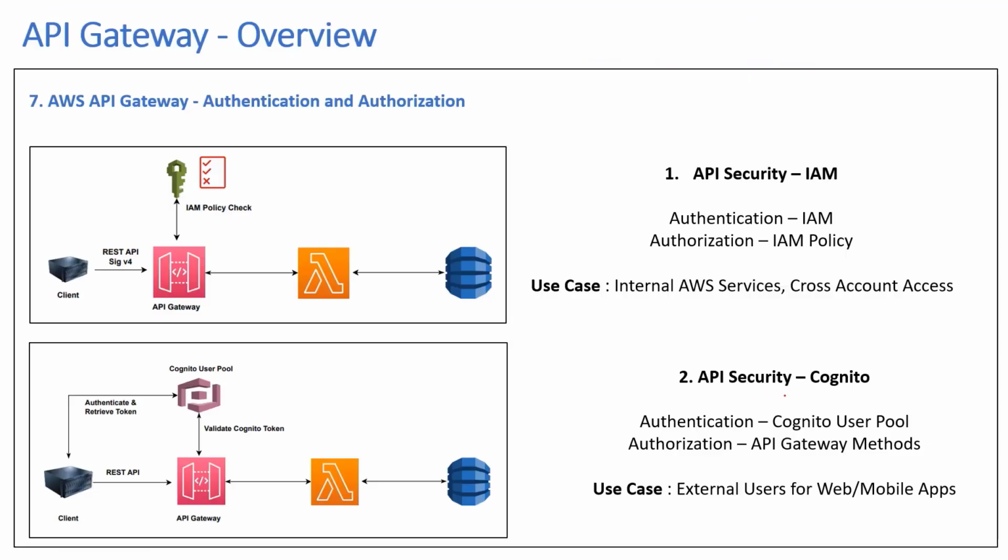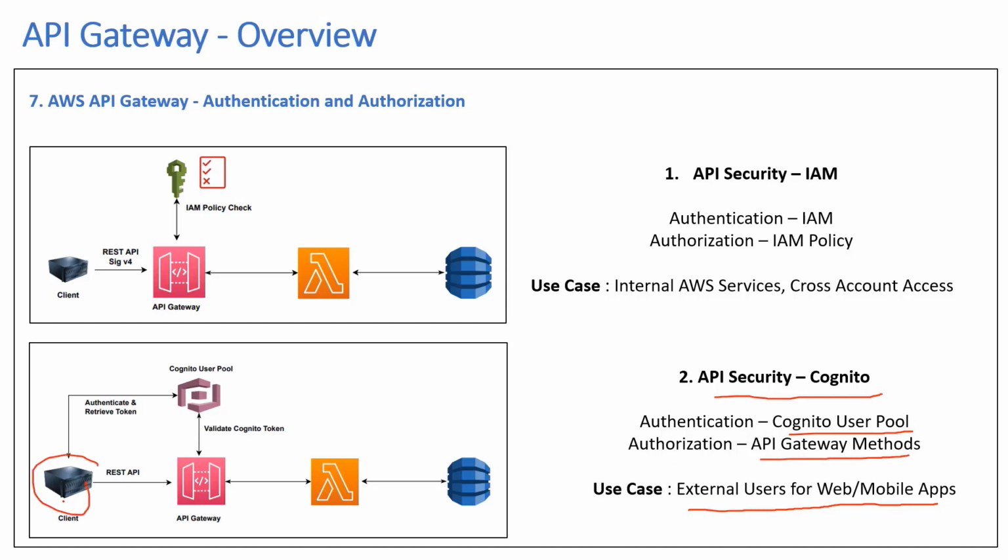Now the second scenario is using Cognito user pool. So the right fit use case for this is when you have external users for your web or mobile apps. And in this method, the authentication is done through Cognito user pool and authorization through the API gateway methods. So now let's take a look at this diagram.